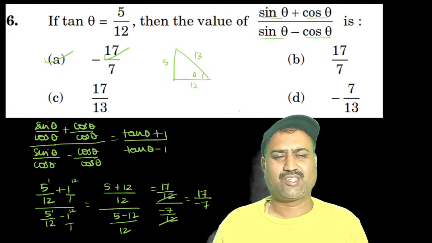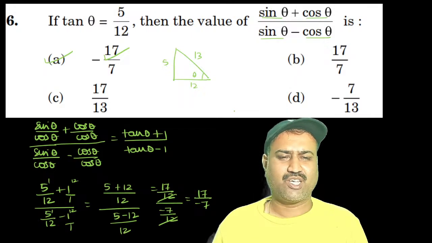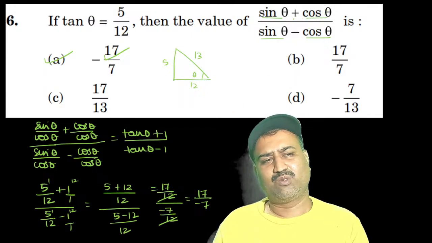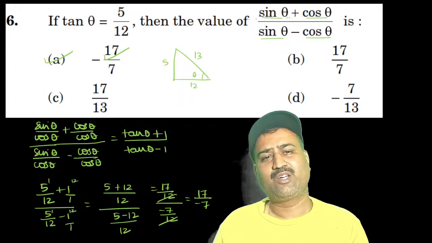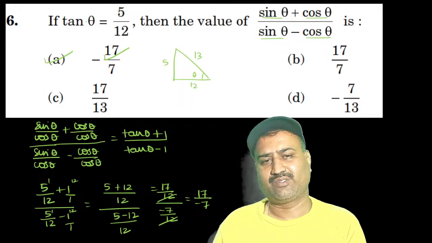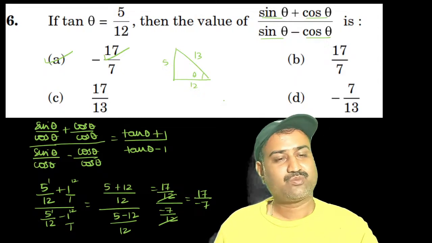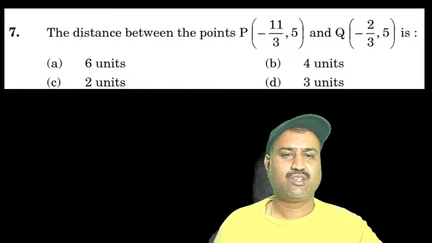Okay, it takes time. Use this method, it is much easier, right? Don't try to divide by sin theta here because I need to again find cot theta, which is 12 by 5. Again, it's an easy method. Okay. Next question.